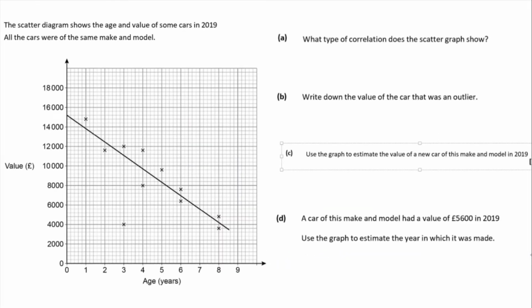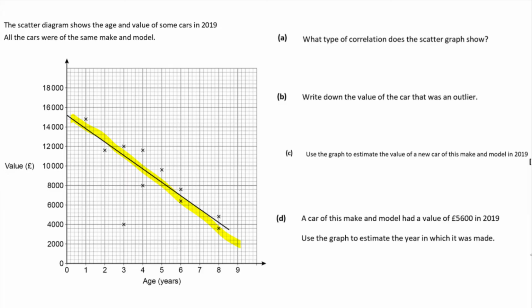Question 18. The scatter diagram shows the age and value of some cars in 2019. All the cars were the same make and model. So we've got value up the one side and the age of the cars in the other direction. So what type of correlation does the scatter graph show? Now you can see from left to right that the graph is generally sloping downwards. So we call that negative correlation.